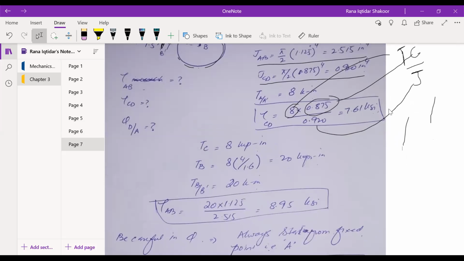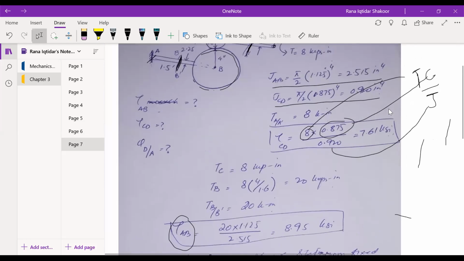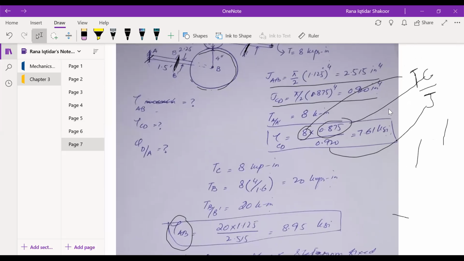Now torque is there, so we can easily calculate the torsion at this particular point. Torsion is 20 into 1.25, again Tc by J. It will end up with 8.95 ksi as the torsion in the rod AB, right? So till now, this is a very simple problem. There seems no issue in it. It is pretty much straightforward, right?